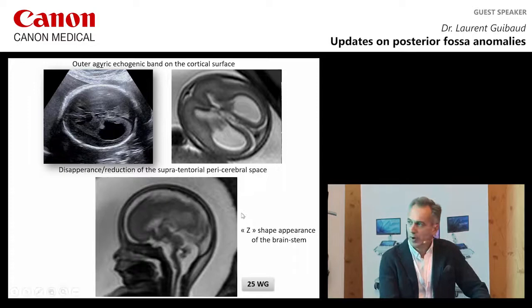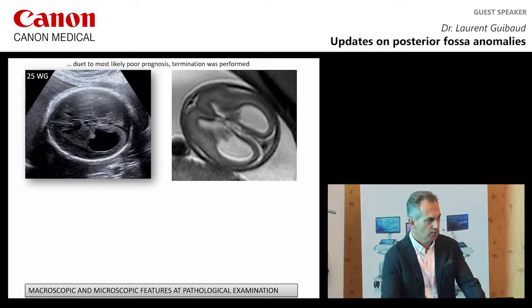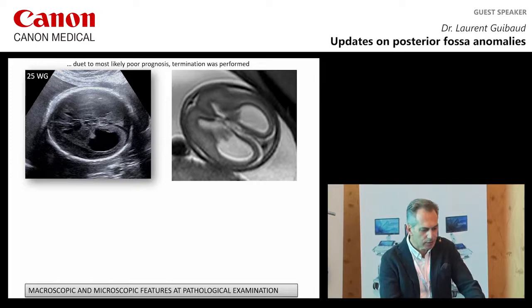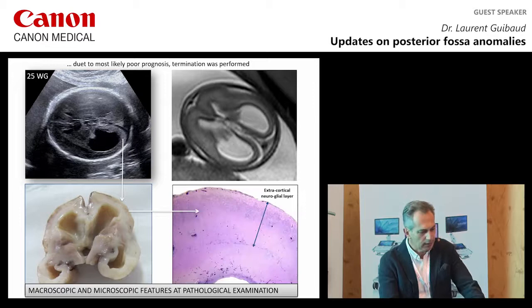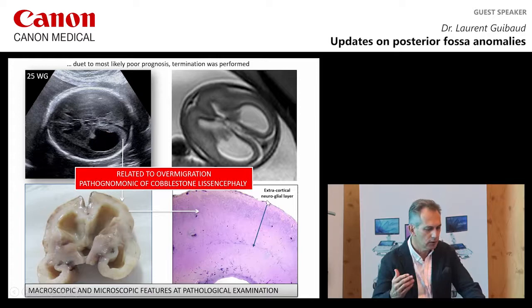You have the same image here where you can see the Z-shape, but the outer band is less visible with MR compared to ultrasound. Because of the most likely poor prognosis of this condition, termination was performed, and you have the macroscopic and microscopic features at pathological examination. The echogenic band is well visible here on the macroscopic examination, and here is the histology. This is an extracortical neuroglial layer, which is overmigration, and this is pathognomonic of cobblestone lissencephaly.